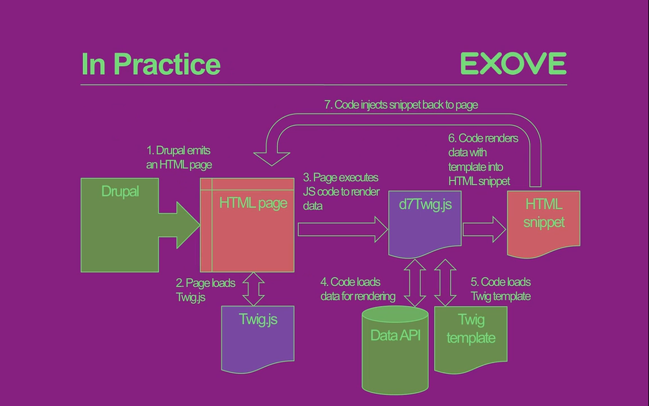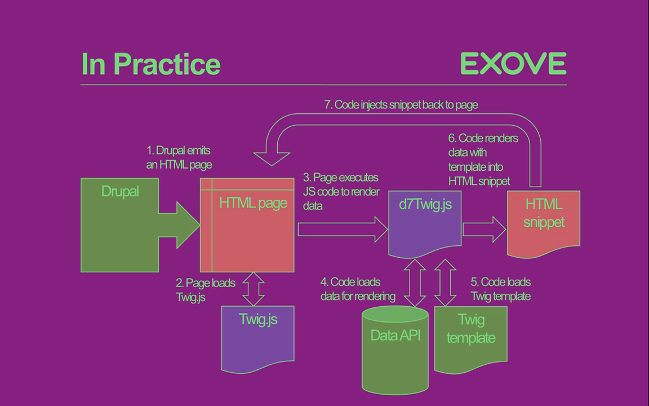In practice, it looks like this. So we have a Drupal here. It emits an HTML page. We see this is a page load. That page loads the Twig.js library. Then we have what I've called Drupal 7 Twig.js. So we have another JavaScript file that I'll go briefly through, with snippets of what it includes, that we need to load.